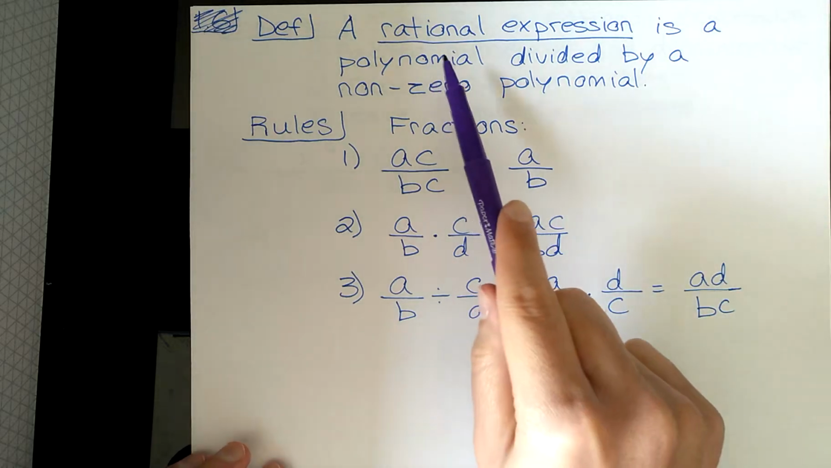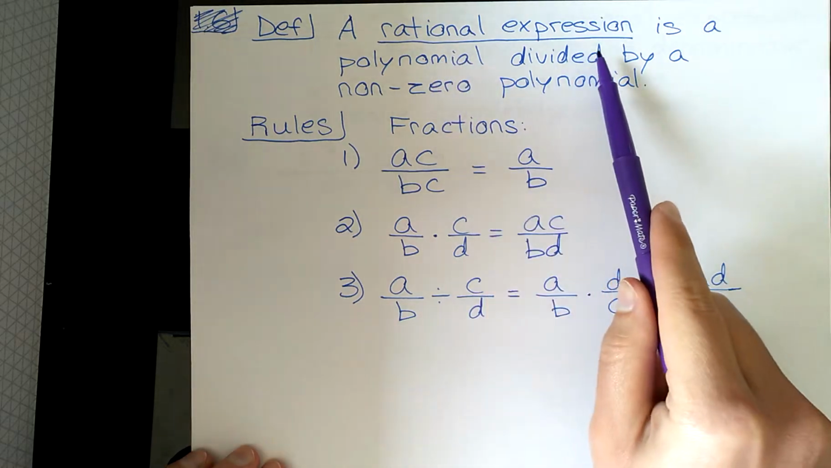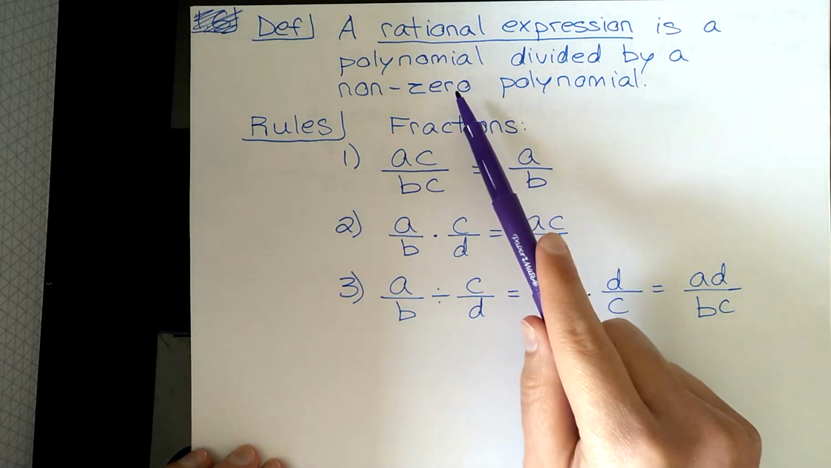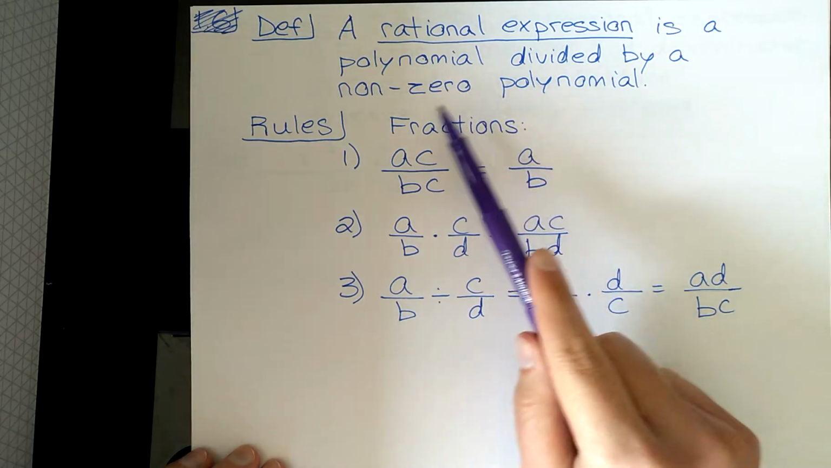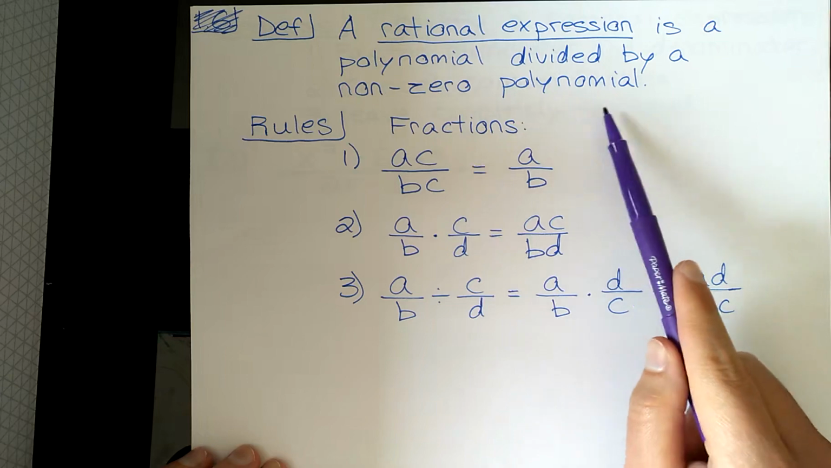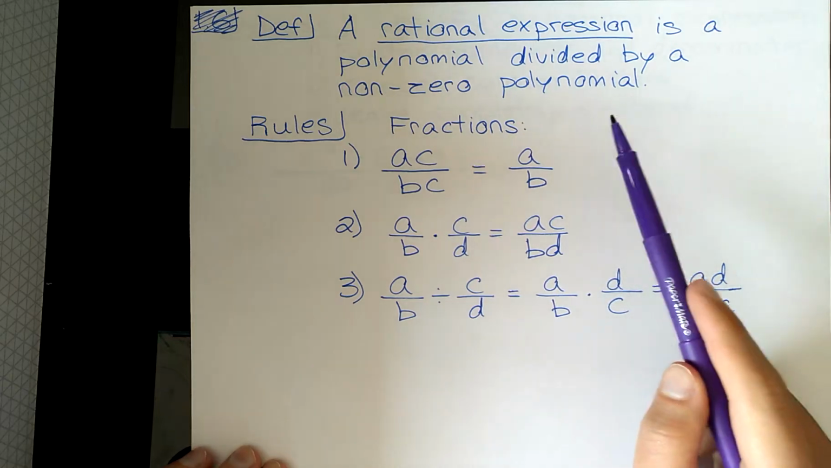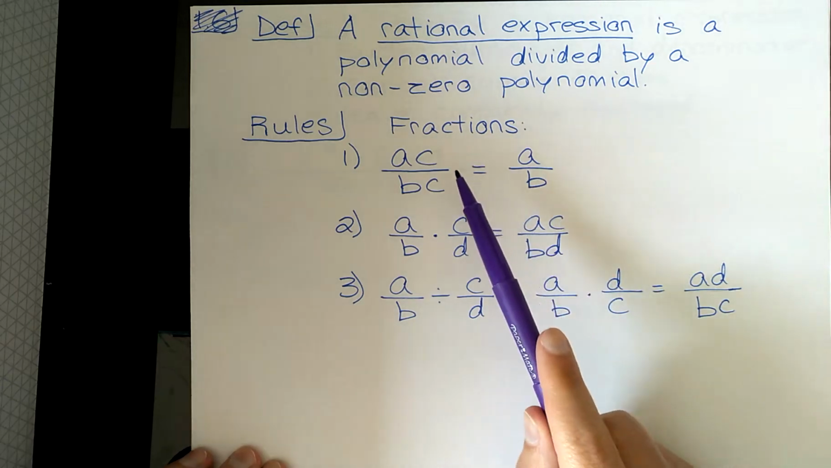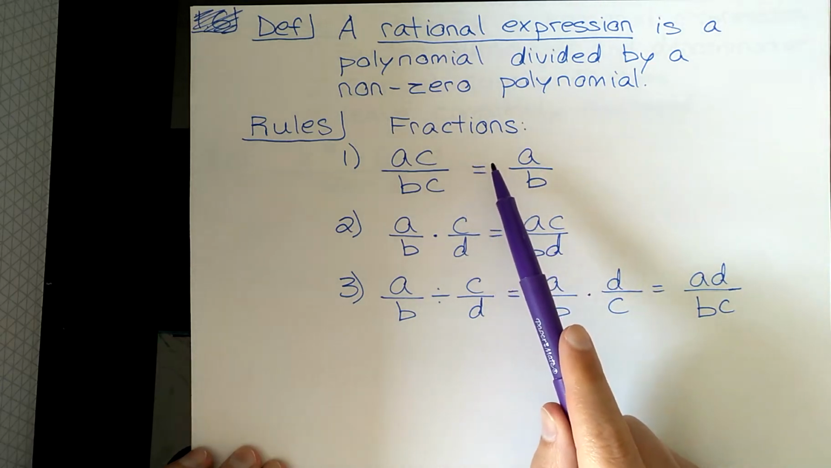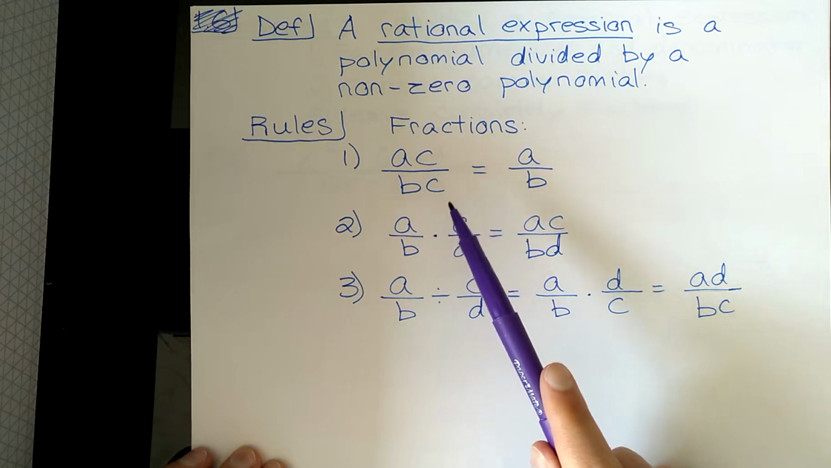For this section, we'll be talking about rational expressions. A rational expression is essentially a polynomial divided by a non-zero polynomial. Basically, it'll look like a fraction with x's. Because we're going to be dealing with fractions, we should go over some basic rules.